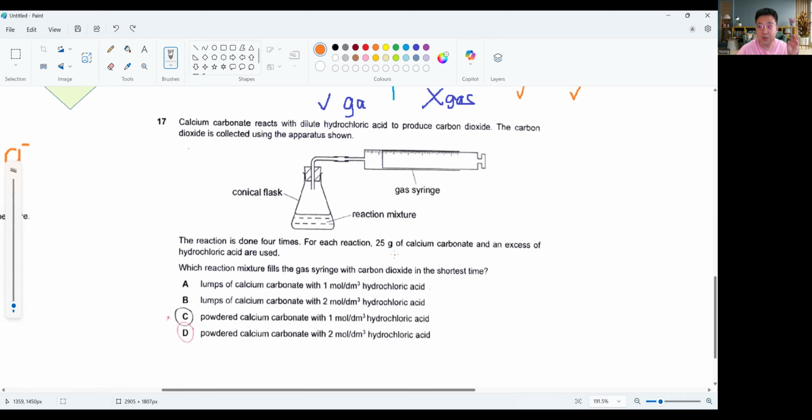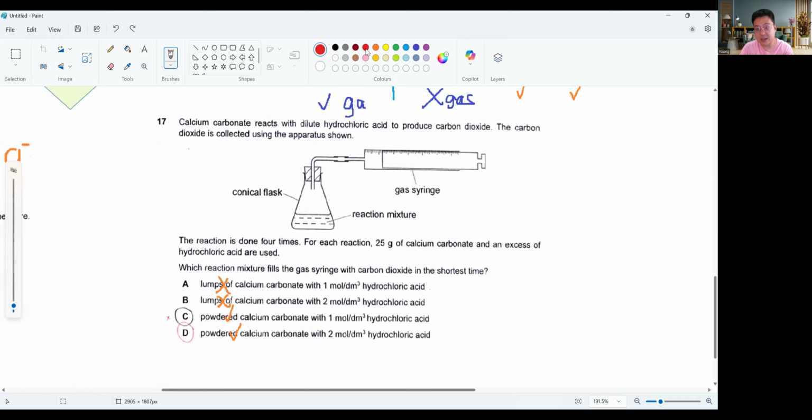This one comes from the rate of reaction chapter. What increases the rate of reaction? The first thing I normally do is look at the answer. What are the differences? Lumps and powdered. Powdered means the surface area is larger, because it's powder. Lumps means it's one big piece. If you didn't know, write it down in your notebook. We learn in the rate of reaction chapter, the higher the surface area, the faster the reaction, because here they want the shortest time. That means they want the fastest reaction. So this powdered and this powdered is correct. This one is out, this one is out.